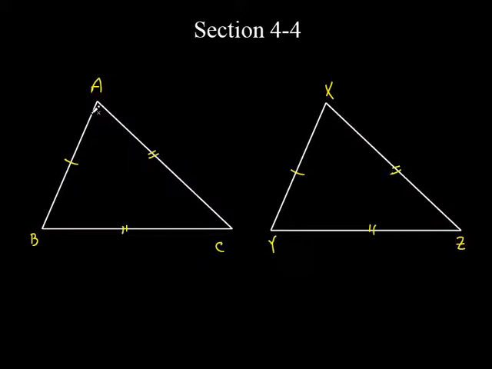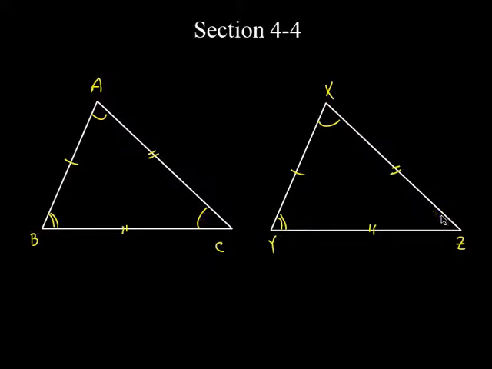What else do I know about it? I know that angle A equals angle X. I know that angle B equals angle Y. And I also know that angle C equals angle Z. We just finished going over section 4.3, and that's what they wanted you to do basically in that whole section, right? Name all the corresponding parts and which ones were equal. So we know all that stuff is true.